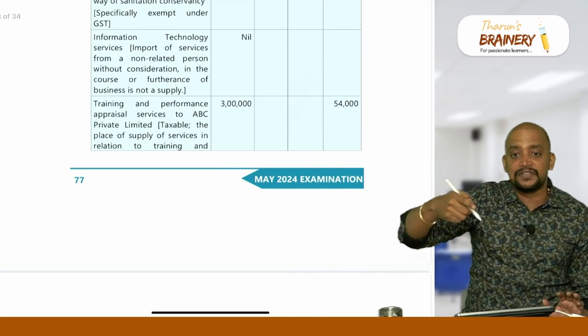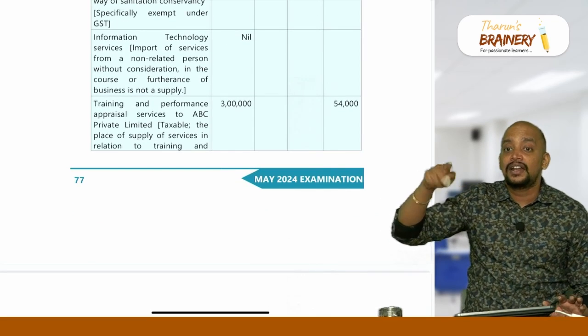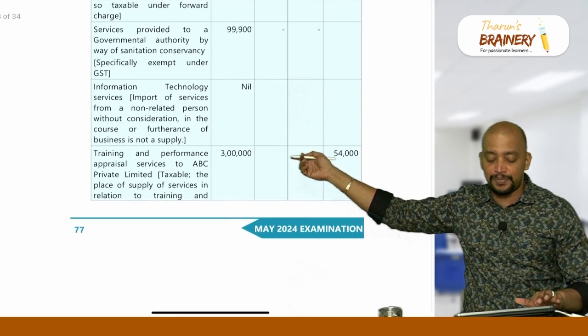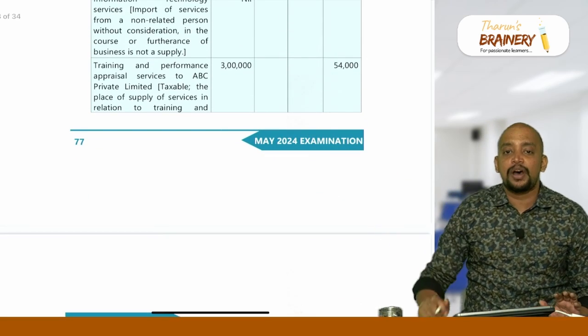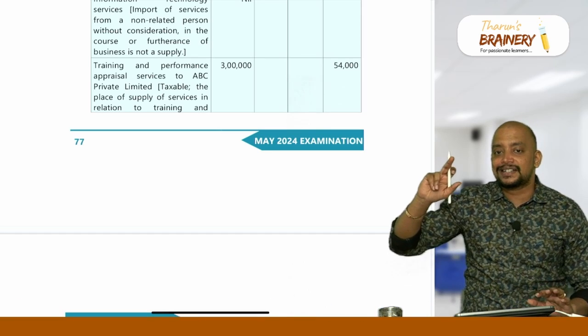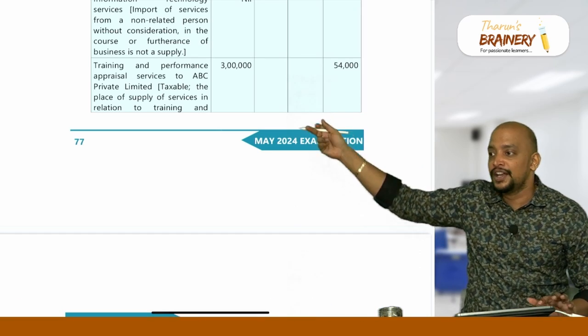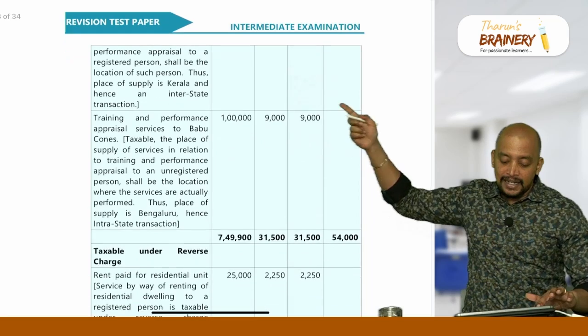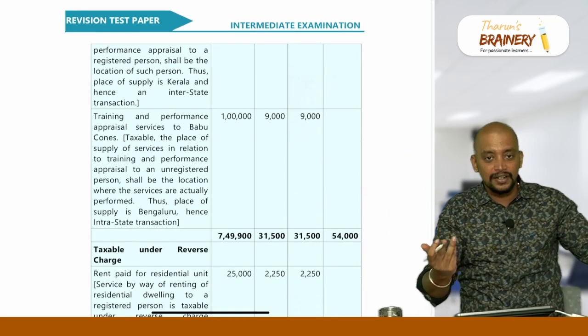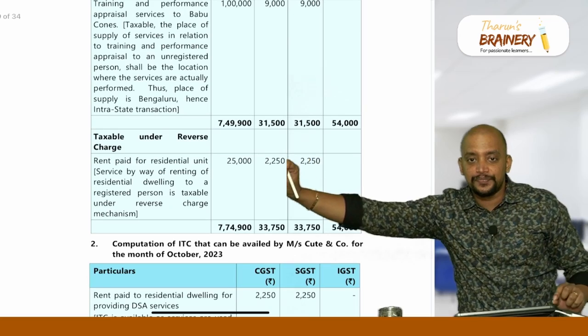Information technology service, import of services, not a supply, without consideration, not in the course or furtherance of business. Training and performance appraisal services, 3 lakhs will be interstate, Kerala, place of supply, so IGST, and 1 lakh will be intrastate, CGST, SGST, over. So statement 1, total. Okay.